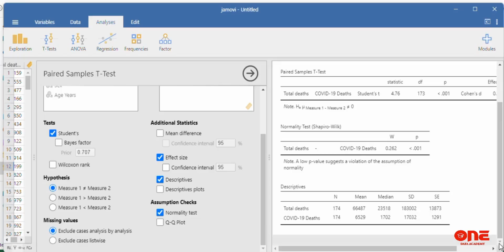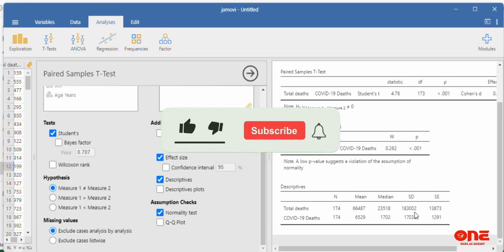And this is the descriptives. The total number of total deaths recorded, the total number of COVID-19 deaths recorded. Then this is the mean, the median, the standard deviation. So total death is showing high variability compared to COVID-19, and then the standard error.